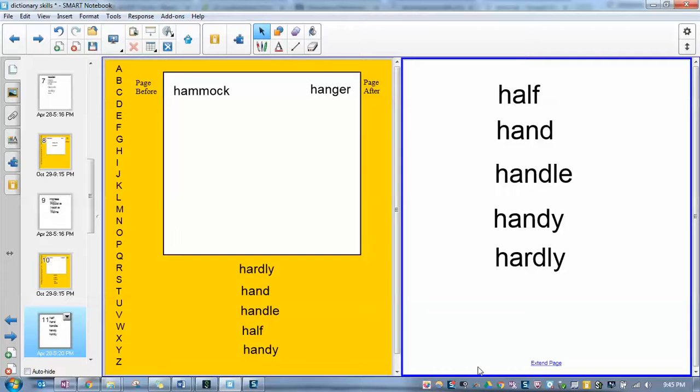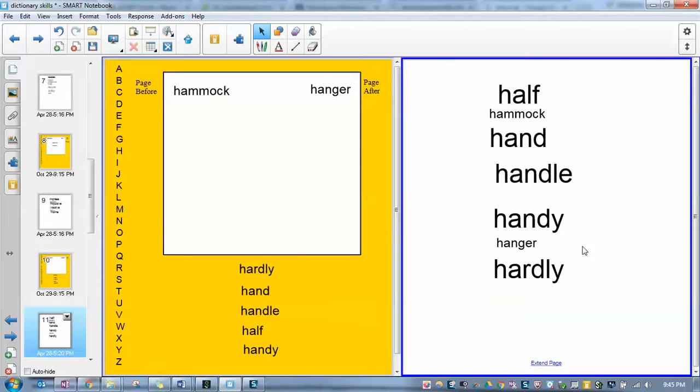So now let's include my guide words here. I have hammock, and I have hanger. So I'll come in and place these where they belong. A, B, C, D, E, F, G, H, I, J, K, L, M. So this is H-A-L, this is H-A-M. So hammock comes before hand, but after half in the dictionary. And then I have hanger, H-A-N, and this is H-A-N. This is H-A-N-G. So G comes after D in the dictionary. So hanger would come after handy, but before hardly in the dictionary.